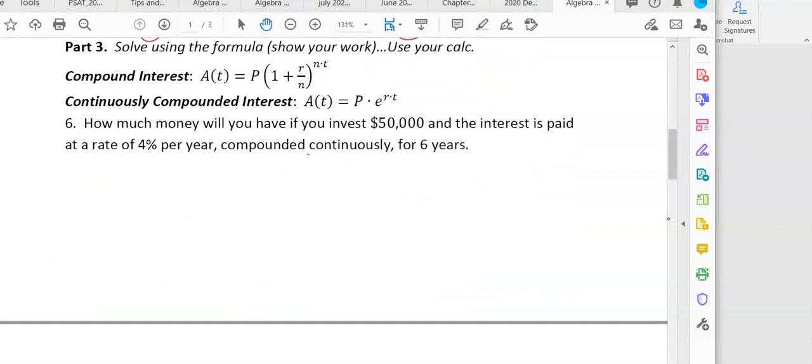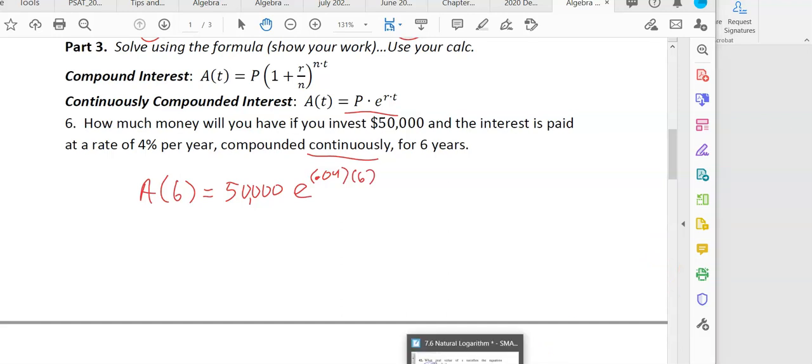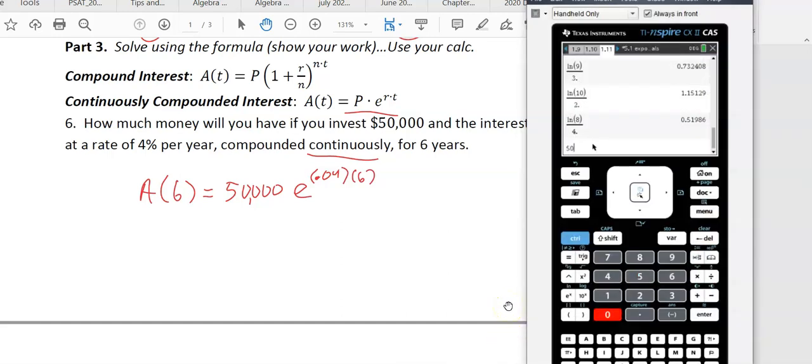So here you need the formula. In this case, it's continuous, so we're going to use this formula. Make sure e is a button on your calculator. So this would be A after 6 years. The amount after 6 years is 50,000, the initial amount invested, times e to the power of rate, which is 0.04, times t, which is 6. At this point, you're just going to get your calculator out, and type in 50,000 times e to the power of 0.04 times 6.